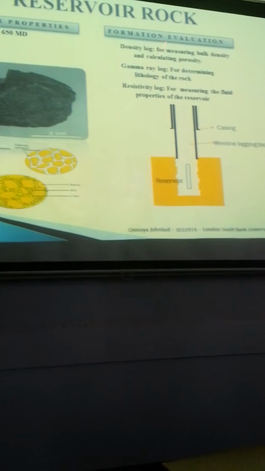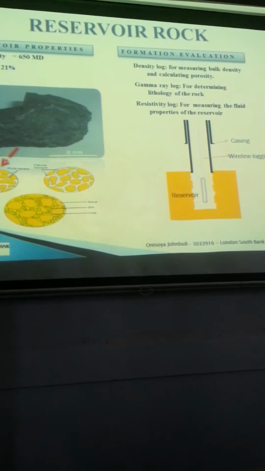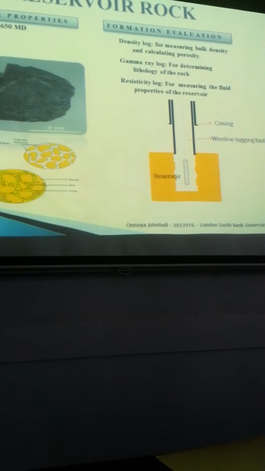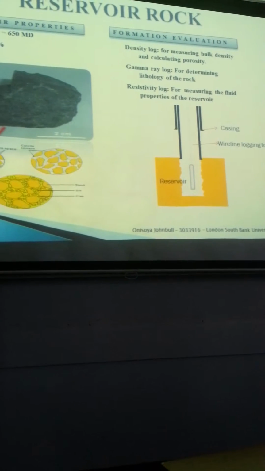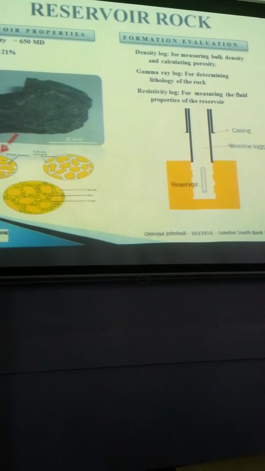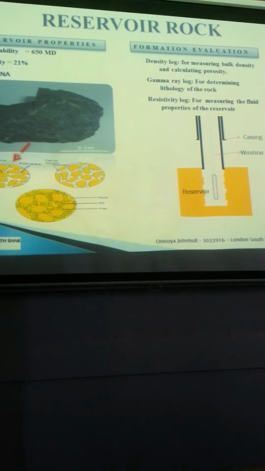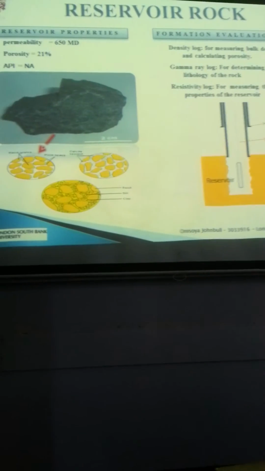And over here we have the formation evaluation, and we use the density log to determine the bulk density of the reservoir, and from there you can calculate the porosity. We also use the gamma ray log for detecting the lithology of the rock, and resistivity log to determine the fluid properties of the rock. This is how you run the wireline log into the reservoir, and you measure these various properties. Thank you.